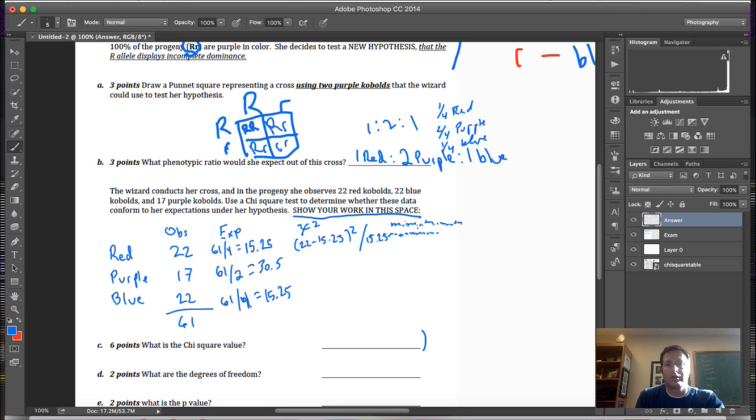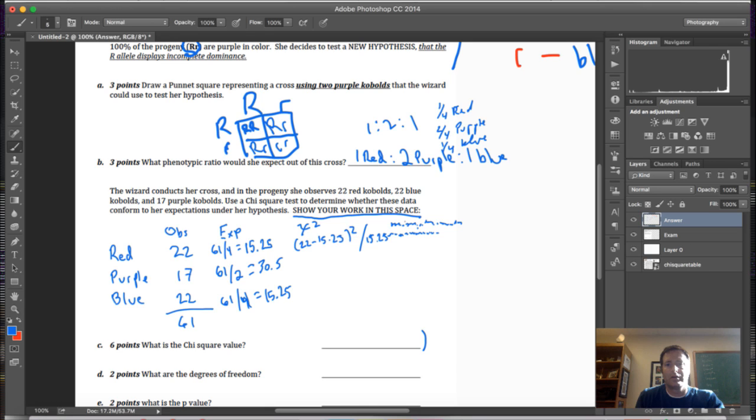We're going to have an observed number. I'll just put OBS for observed. And that is up here. So 22 red, 22 blue, be careful of the order here, and 17 purple. Now if you add all of that up, that looks to be 50, so 11 plus 50 is 61. 61 kobolds.